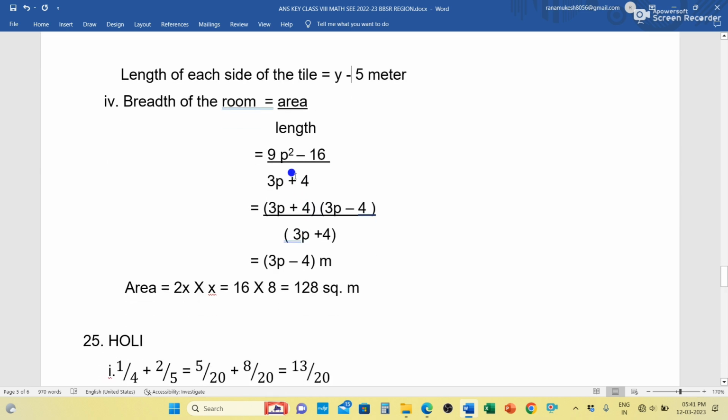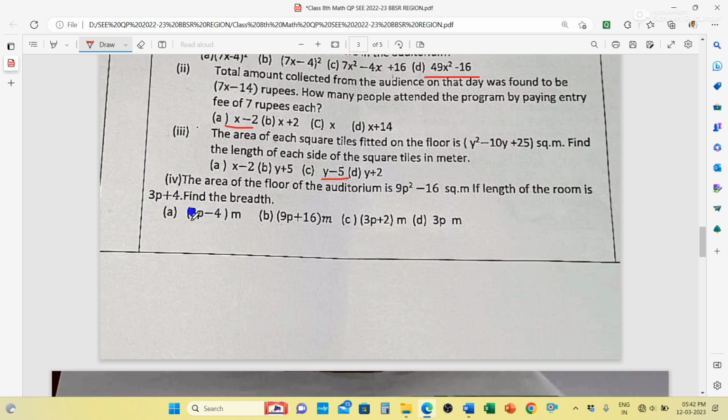So 9p² minus 16, this is in the form of a² minus b². A² is (3p)² and b² is 4². So you can convert a² minus b² equal to (a plus b) into (a minus b). So 9p² minus 16 equals (3p plus 4) into (3p minus 4) divided by (3p plus 4). So 3p plus 4 cancels with 3p plus 4. Next, 3p minus 4 remains. So the breadth of the room equals 3p minus 4 meter.